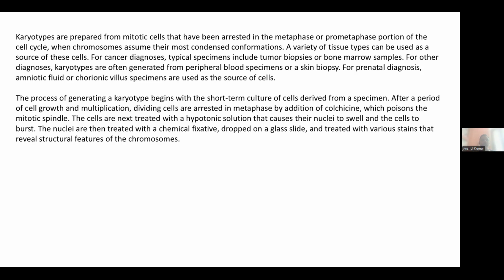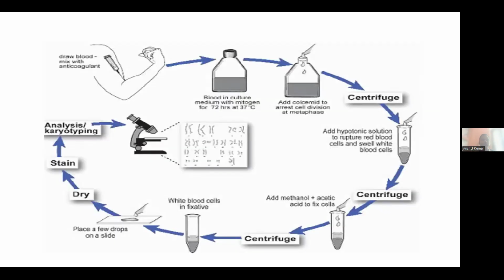spindle fibers, and the cells are next treated with a hypotonic solution that causes their nuclei to swell and the cells to burst. So as the cells burst, the chromosomes come out, and these are then used for the analysis. The nuclei are then treated with a chemical fixative, dropped on a glass slide, and treated with various stains that reveal structural features of the chromosome.